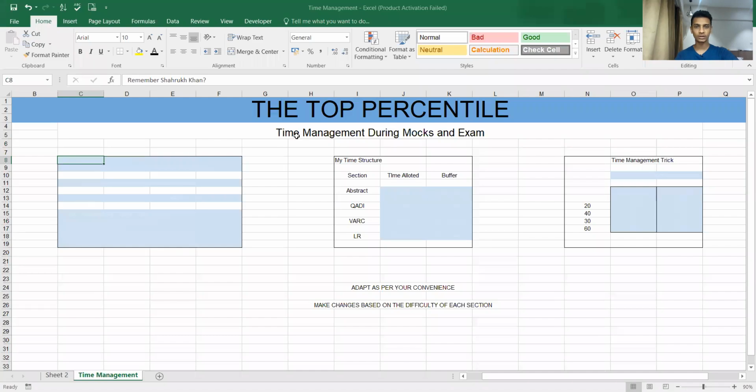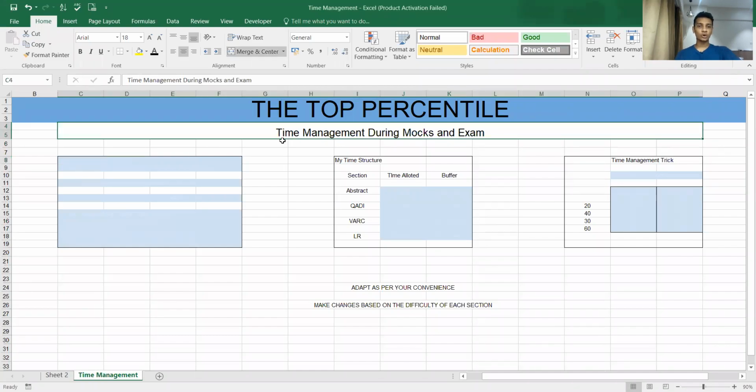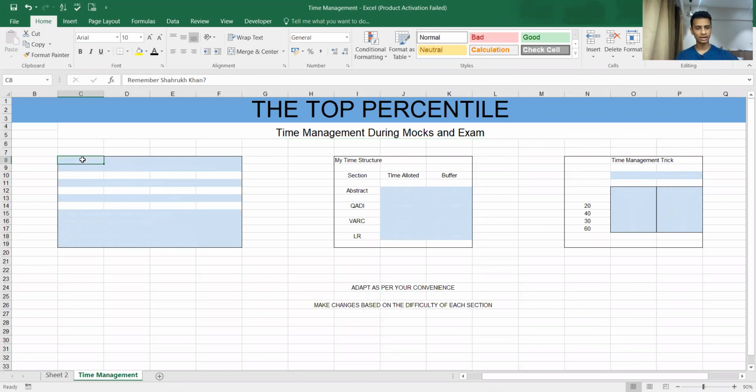So yeah, I hope you can see the screen. The topic for discussion is time management during mocks and exams. So first of all, I want to begin by stating, do you remember Shah Rukh Khan from the movie Chak De India? Shah Rukh Khan says 70 मिनट, ये 70 मिनट तुम्हारी जिंदगी के सबसे खास 70 मिनट है.